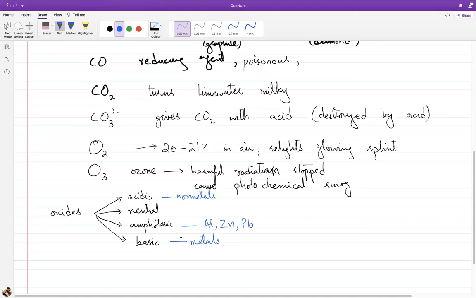People in IGCSE get some others as well, but you should know that these three are definitely amphoteric. Similarly, among neutral oxides: carbon monoxide, nitrogen monoxide, and hydrogen monoxide, which is water. These are neutral. Not to say there can't be others, but these definitely are. These are the ones you should remember.